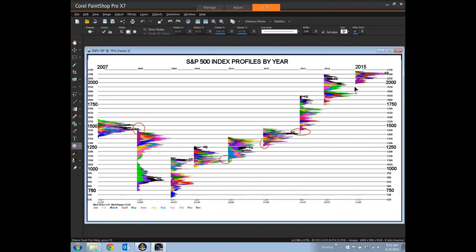So remember, keep your eyes out for these low volume and high volume areas to find where tops and bottoms are likely to be made.